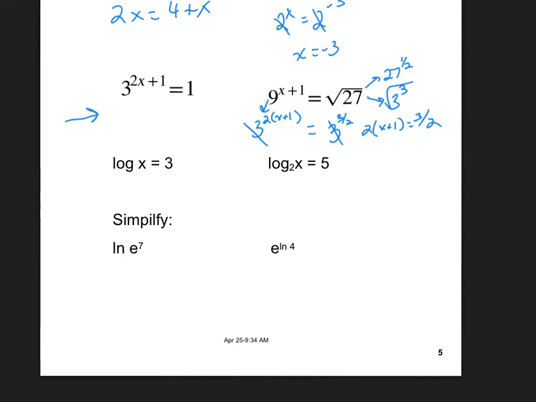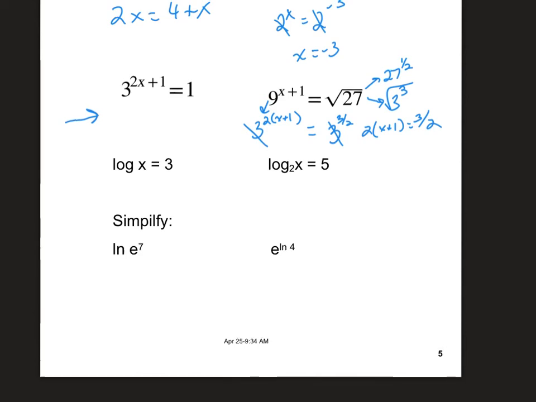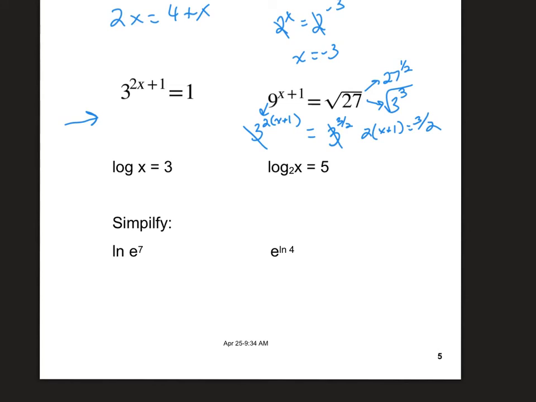Just have a couple more examples to go through, and then you're on your own with your homework. So some additional log expressions that you can solve, or equations, I should say. That first one, log x equals 3, this means log base 10, right? When there's nothing there, we call it the common log.